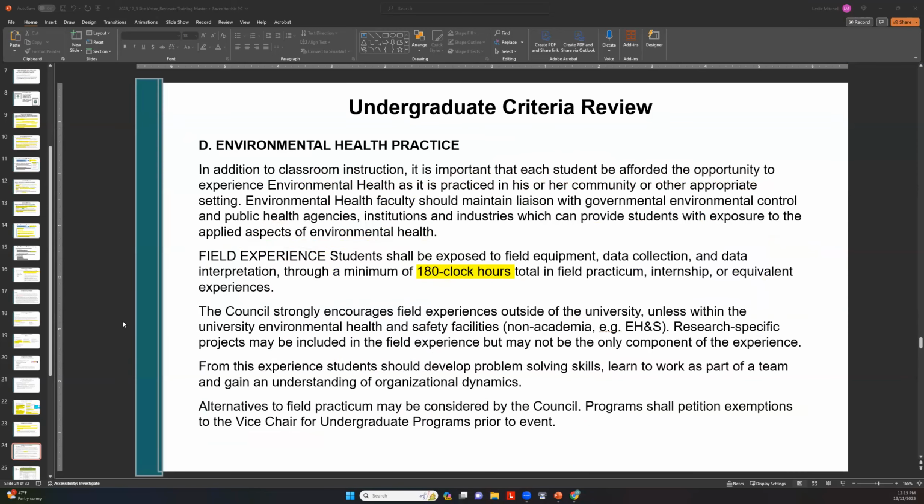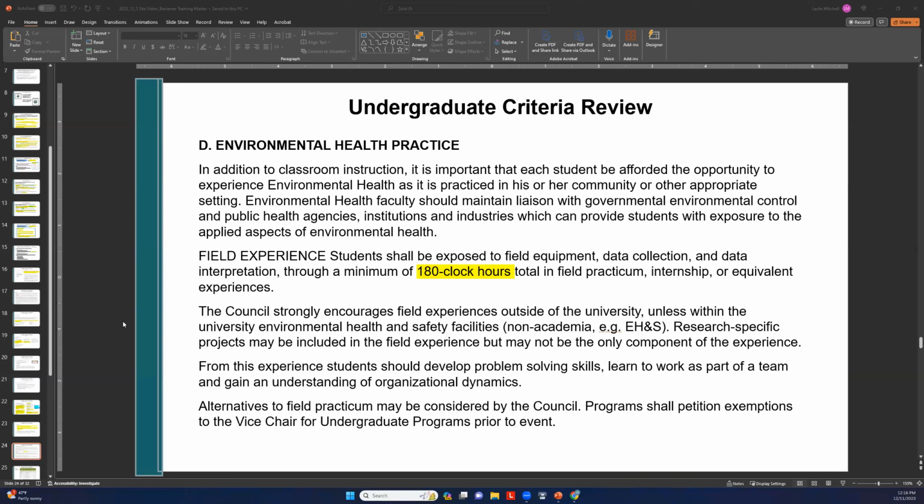Next. So environmental health practice internships. Number 1, a minimum of 180 clock hours. Number 2, it really should be in the field of environmental health. Now, could it be in safety? Could it be in radiation? Any of those other areas that were the technical areas?